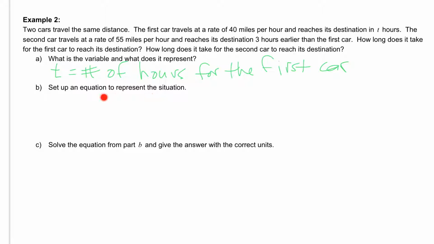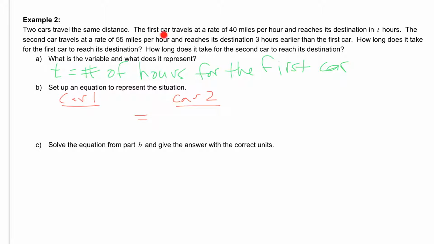Now in part B, we have to set up an equation to represent the situation. We're comparing two different cars, so we're going to look at car 1 versus car 2. It says the cars travel the same exact distance, so that means car 1 and car 2 are going to be equal to each other. Now we've got to figure out car 1.